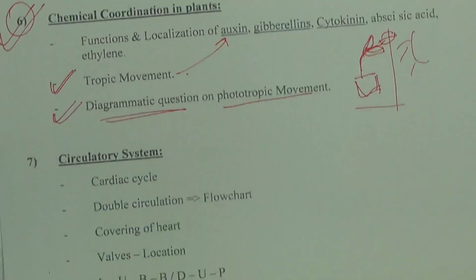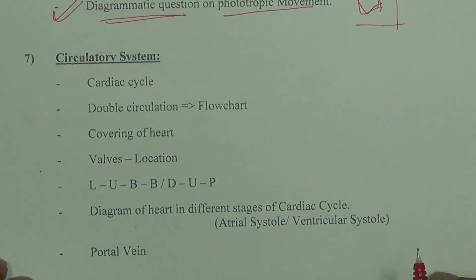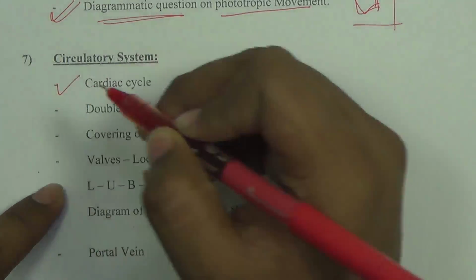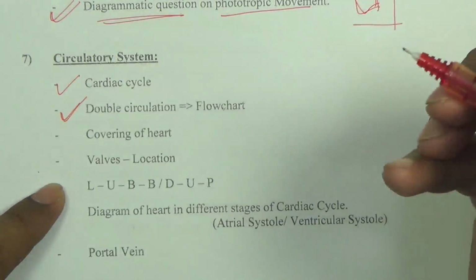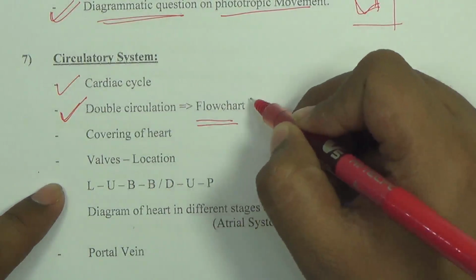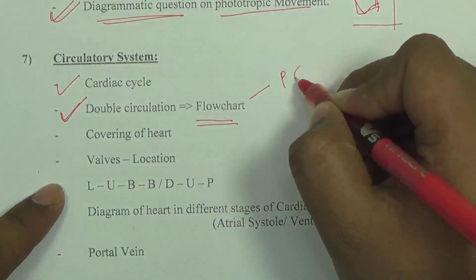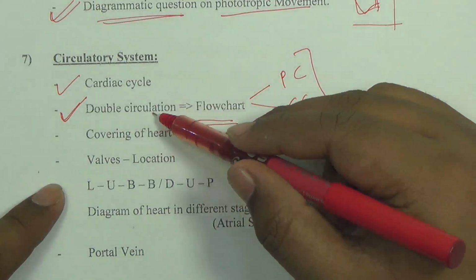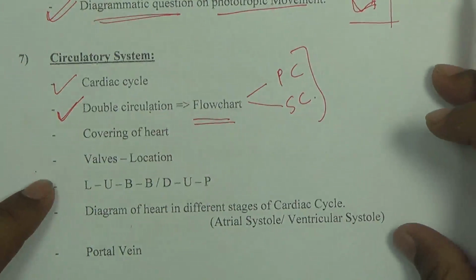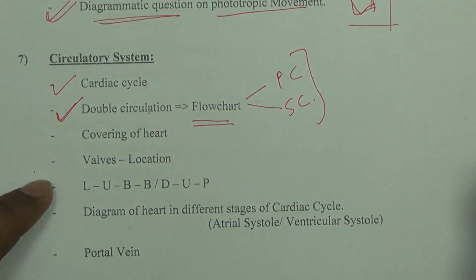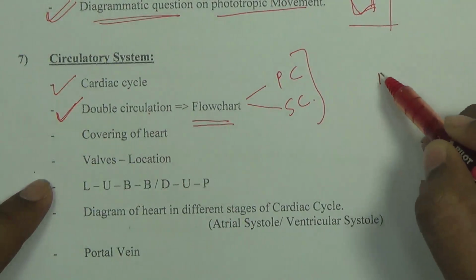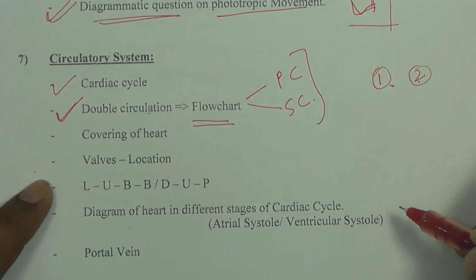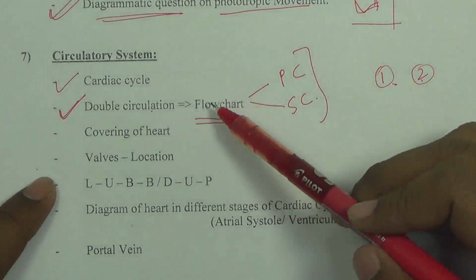Right? So next we come to the first chapter of human physiology, which is the circulatory system. In the circulatory system, you have to learn cardiac cycle, double circulation, very important, flow chart, very important. We have pulmonary circulation and systemic circulation, both make up double circuit circulation, so that flow chart diagram can be given, and small questions as to what is blood vessel number 1, what is blood vessel number 2, what is the difference between these two, right? They might ask you from this.